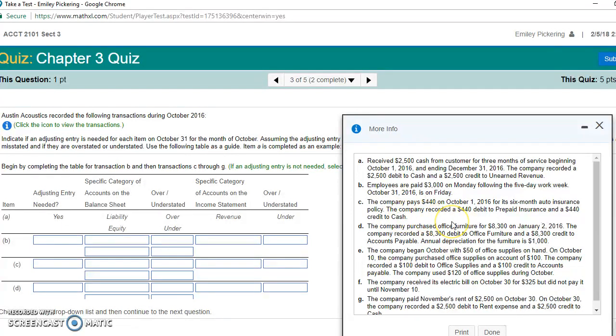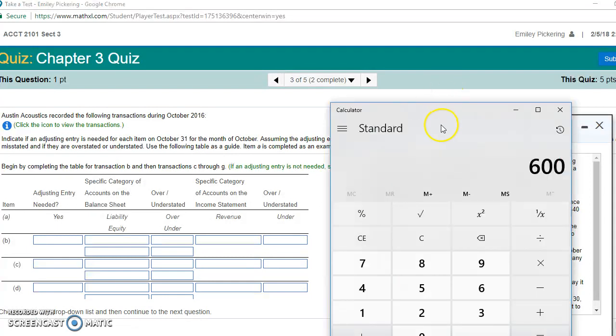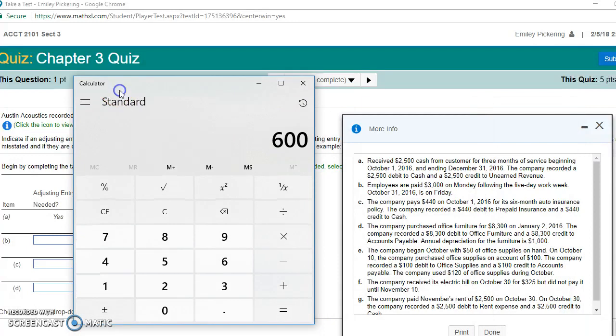So company paid $440 on October 1st for 6-month auto insurance. The company recorded the prepaid. So as of October 31st, we've now used 1 month worth of insurance. So if you think about it like this, if we were to cancel on October 31st, we would not get the whole $440 back.